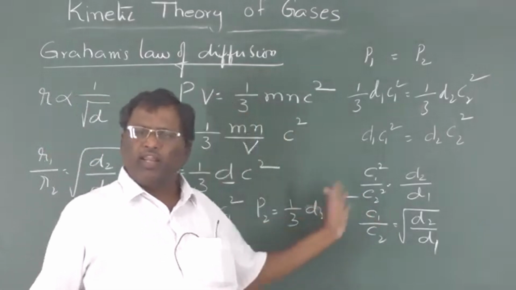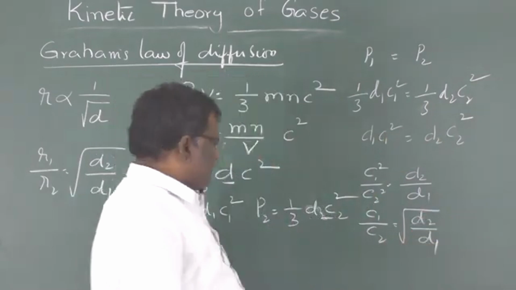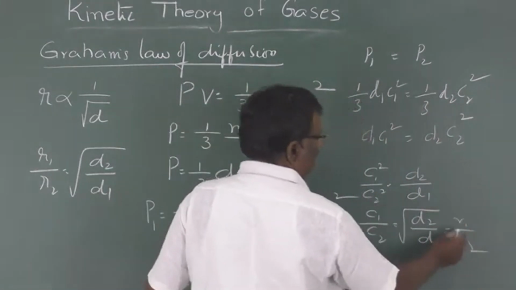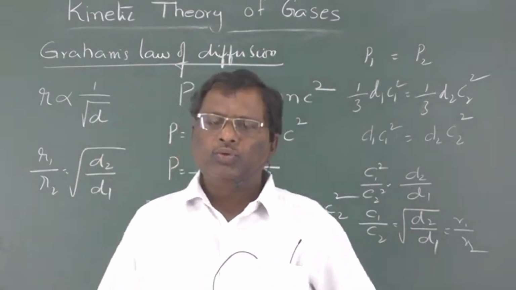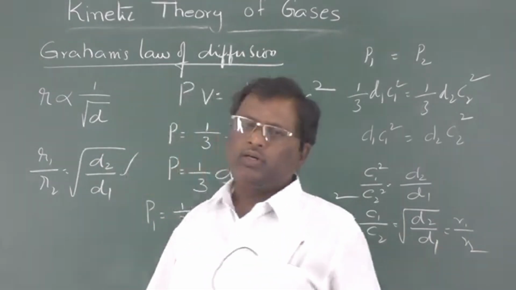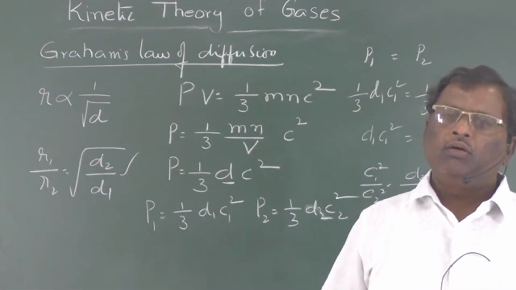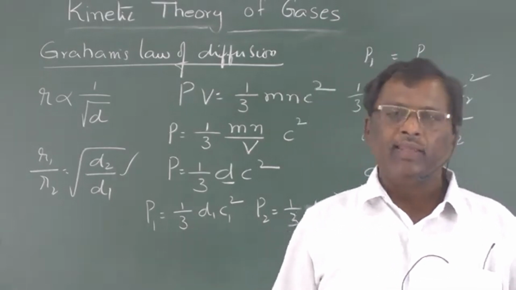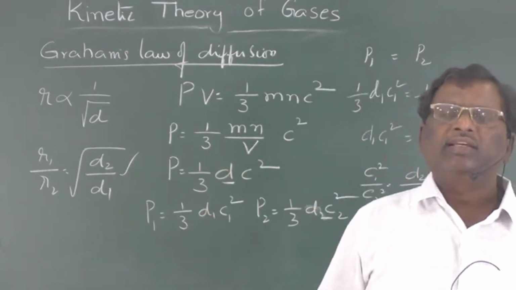The rate is directly proportional to the RMS velocity, so c1 by c2 is nothing but r1 by r2. Therefore, r1 by r2 is root of d2 by d1. This is the form of Graham's law of diffusion. In this way, all the gas laws which we discussed earlier independently can be proved with the help of the kinetic gas equation.